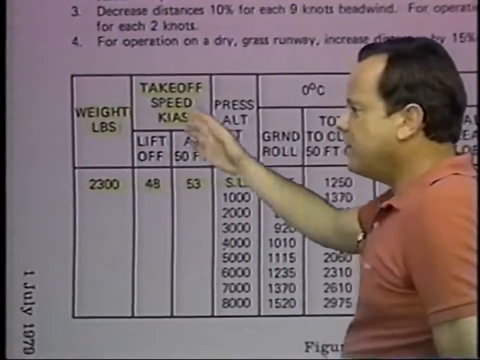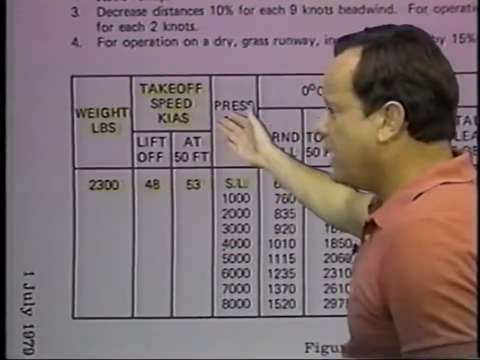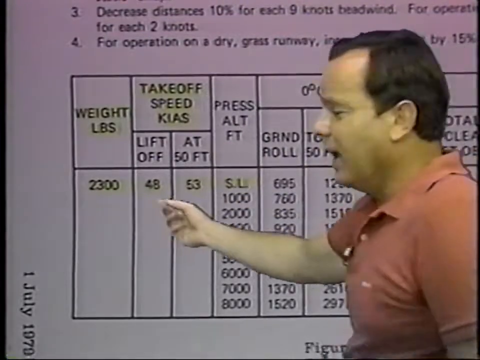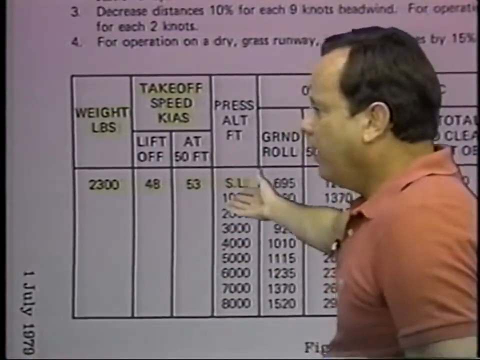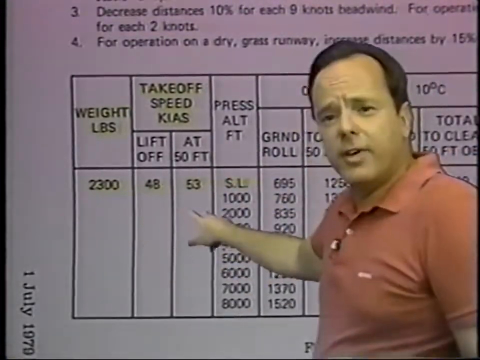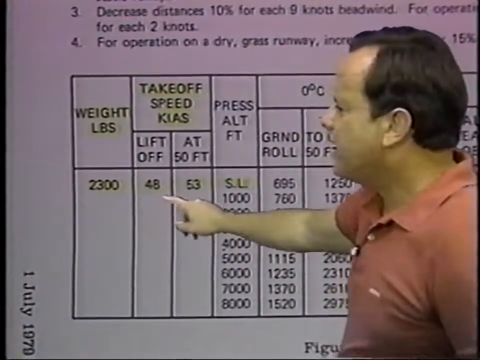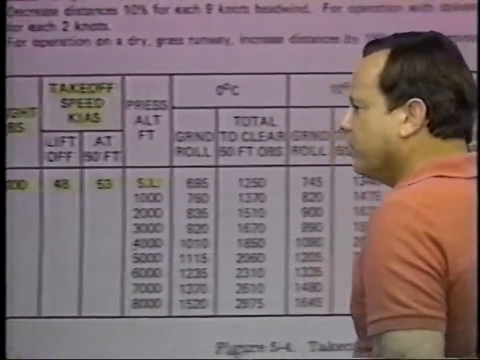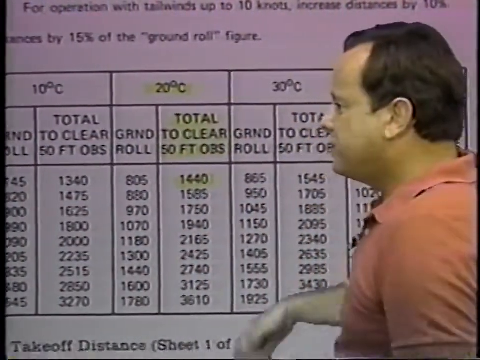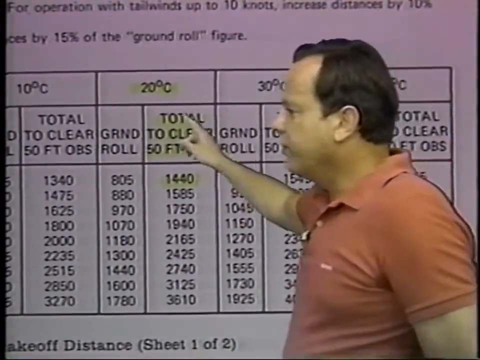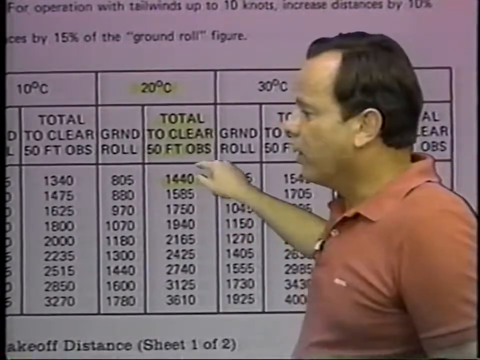For instance, they say the weight of 2,300 pounds, your takeoff speed, knots indicated airspeed, at liftoff would be 48, 53 at 50 feet. Now, those are good figures because they tell you how you're going to get the best performance out of the airplane. But they say at sea level, for instance, and so let's go over here for a temperature of about 20 degrees Celsius, they say that you're going to clear a 50-foot obstacle in 1,440 feet.